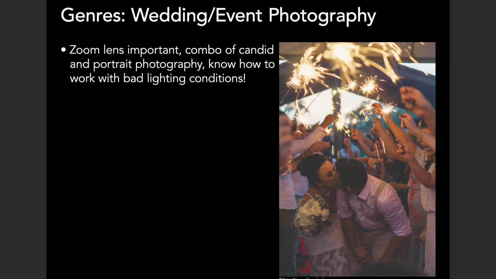Another type of kind of sort of candid or photojournalistic photography is wedding or event photography, where you're going to an event and you're trying to capture what happens at the event. A zoom lens can be really important so you don't have to get up close. And with wedding photography and event photography, often the lighting is really bad. So you want to know how to work with bad lighting conditions, both in how you take the picture, but also how you edit the picture. So wedding photography often is a combination of candid photography and portrait photography. So you're combining both of those skills.